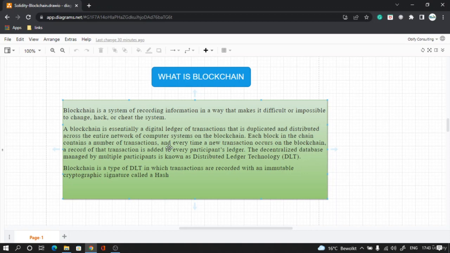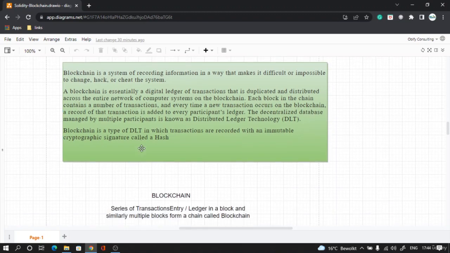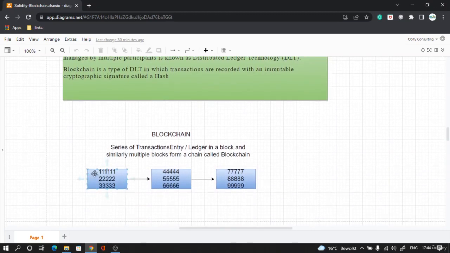So that's how it works, and this is what it means with the first statement. Now let's go with the next part. Each block in the chain contains a number of transactions, something like this. So this is a block which contains multiple transaction entries.